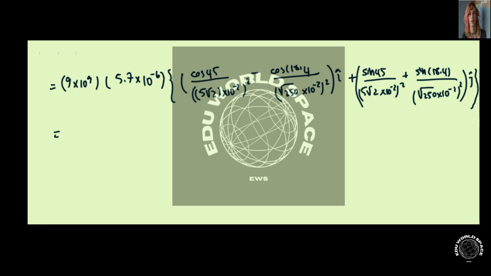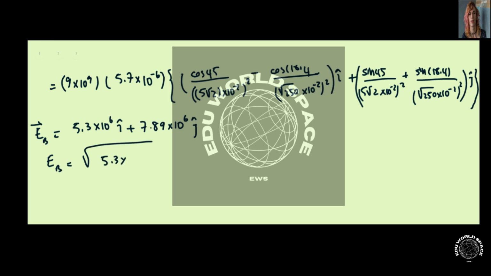All right, from here we're going to find the overall vector to be 5.3 times 10 to the power 6 i hat plus 7.89 times 10 to the power 6 j hat. Then we have the EB vector, the electric field vector at point B. To calculate the magnitude, we take the square of the x component, add it to the square of the y component, and take their square root. So the magnitude of EB is going to be 9.5 times 10 to the power of 6 newtons per coulomb.